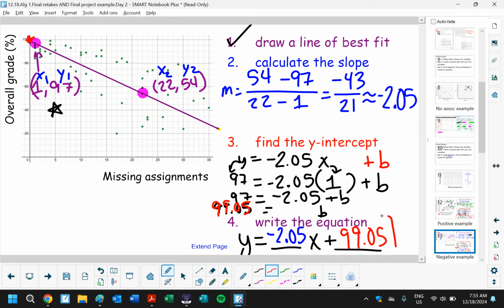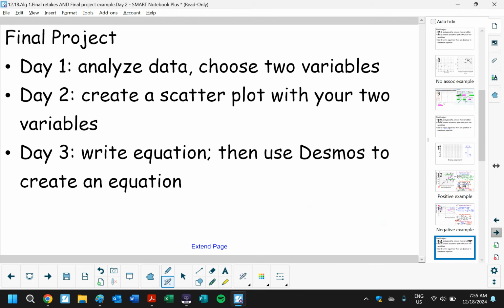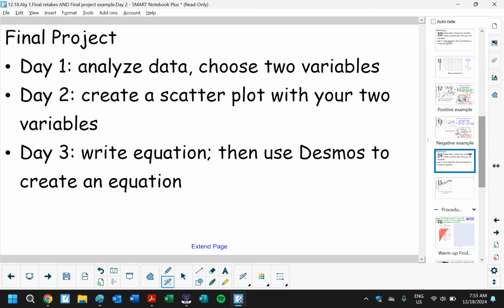Now again, all models are wrong and some are helpful. Does that mean that a student who has no missing assignments will automatically get a 90? No, it's not an automatic, but it is a decent prediction, and it can predict how many assignments you're missing and what your overall grade would be. So, step by step, piece by piece, you're going to go through this example.